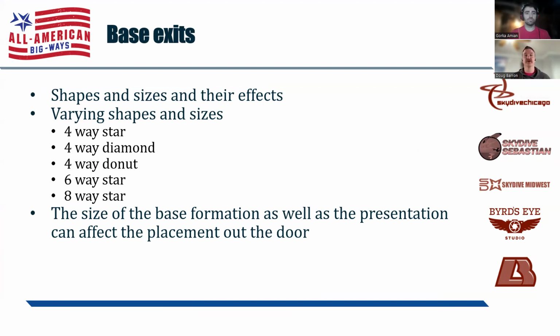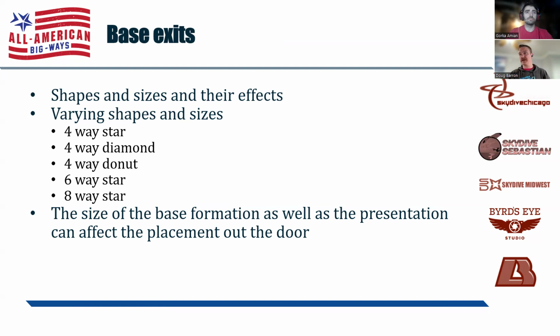All right. So the base. There, we have multiple different bases that will come out: four-way star, four-way diamond, a four-way donut, a six-way star, an eight-way star. You can see an eight-way donut, in-outs, things like that. The shapes and the sizes of the base are going to affect their exit as it comes off the aircraft. So an eight-way chunk is going to look like it has a little bit more sail as it comes off the airplane than a four-way would, or a single person setting line of flight, something like that.